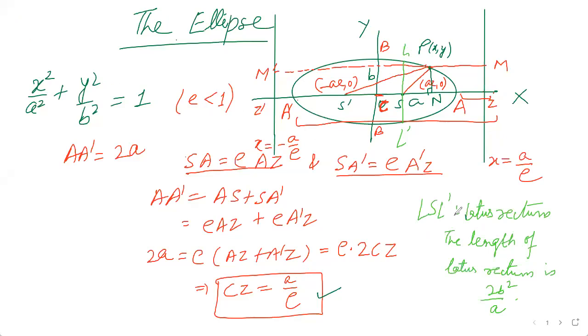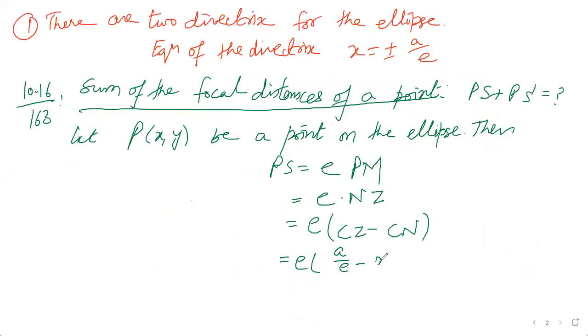So you can write a upon e minus CN. And CN is how much? If point P is (x, y), then CN is x. Point P is (x, y), which means you move from this center, origin is the center, x distance and y distance. So CN is x. Now multiplying it you get a minus ex. This is the value of PS.